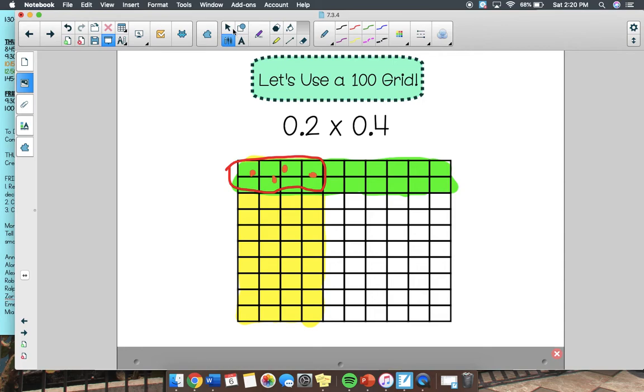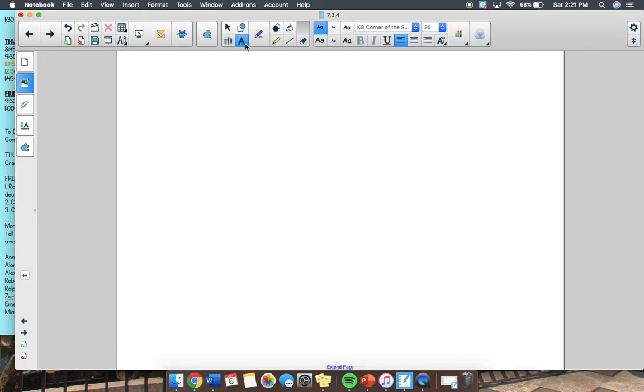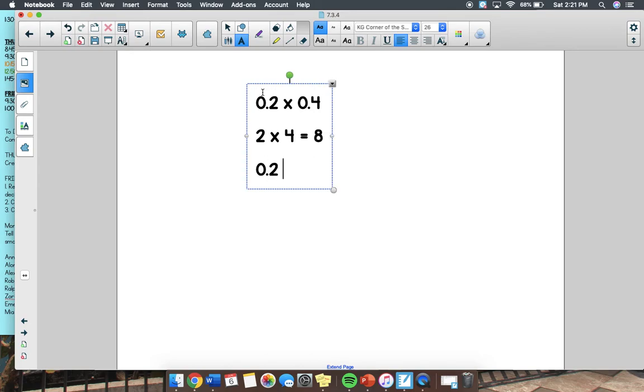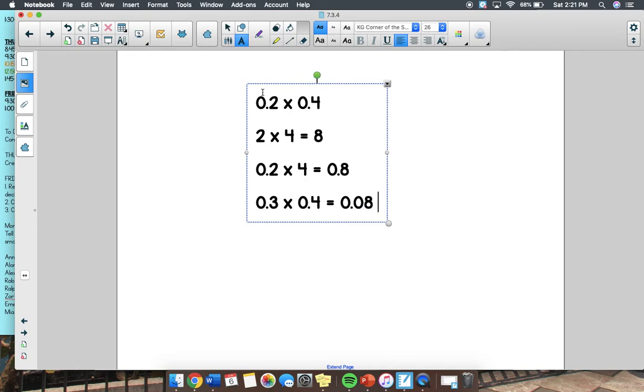But here's my pumpkins. And so that means that 2/10 times 4/10 is 1, 2, 3, 4, 5, 6, 7, 8 hundredths. 2/10 times 4/10 is 8 hundredths. Similarly, you can pretend like they're whole numbers. So I can pretend it's 2 times 4, which gives me 8. Then I can think of 2/10 times 4, which would give me 8/10. And finally, 2/10 times 4/10 would give me 8 hundredths.